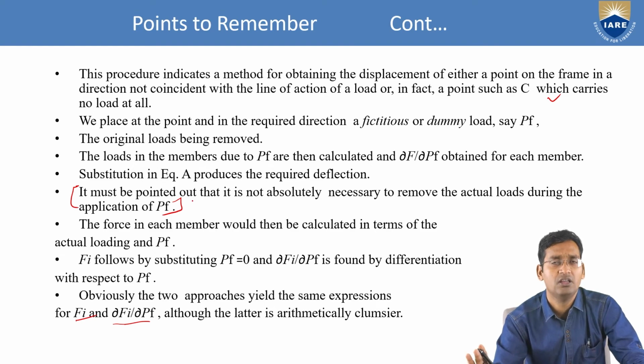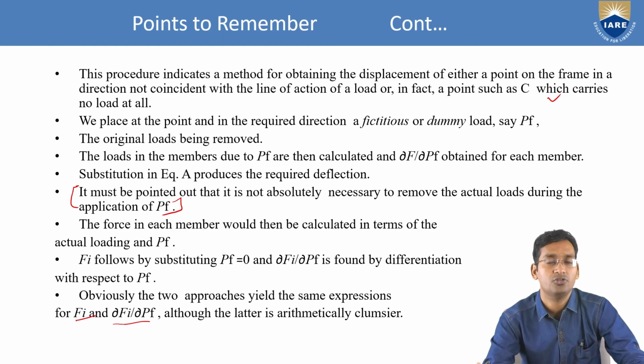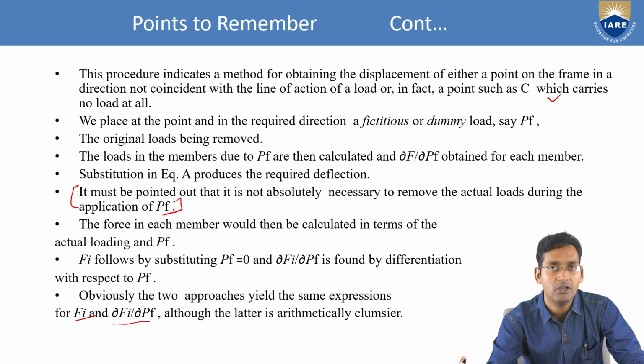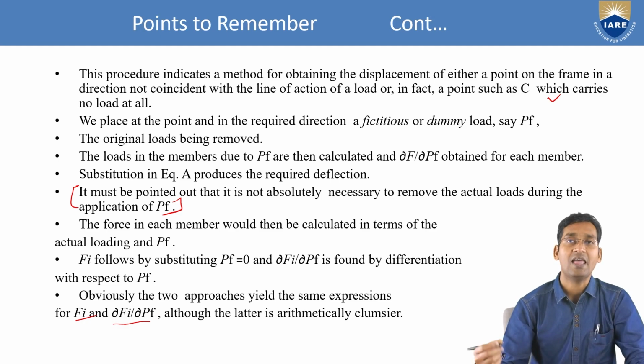Once we have all the forces, then find Fi, that Fi follows by substituting PF equals 0. So now substitute PF equals 0. Why? Because we already assumed that as a fixed load, virtual load, or you can say dummy load, which we added; it's not given in the question. So once we added it, you have to remove that one. Otherwise, because of that load, again the deflection will get affected. Just for simplifying, we added that fixed load, and after that, while finding the exact solution, just remove that load by putting that effect as 0, that is the value of PF as 0, right?